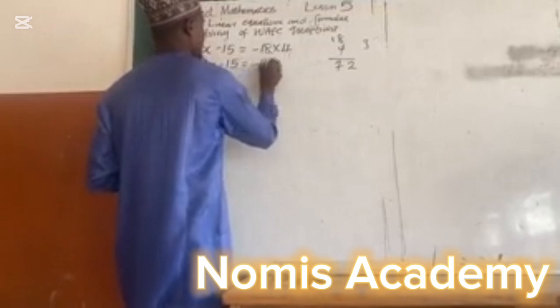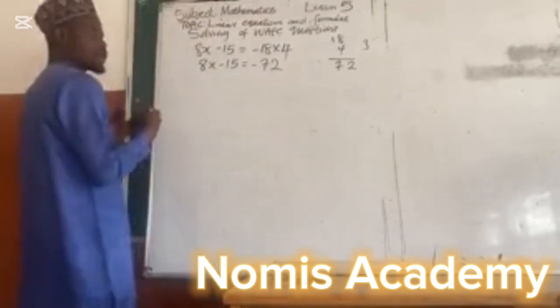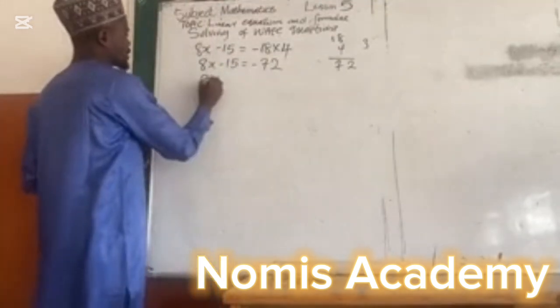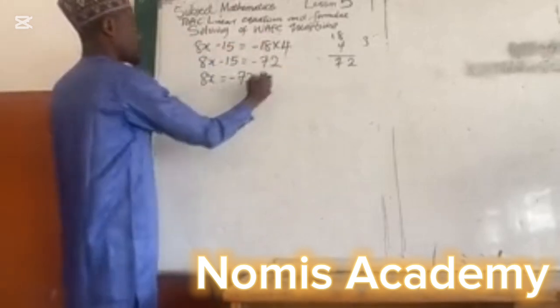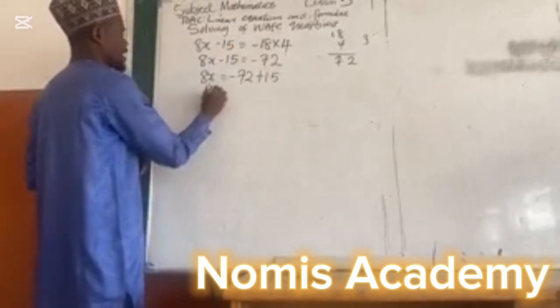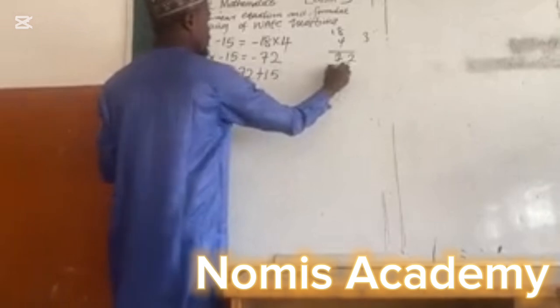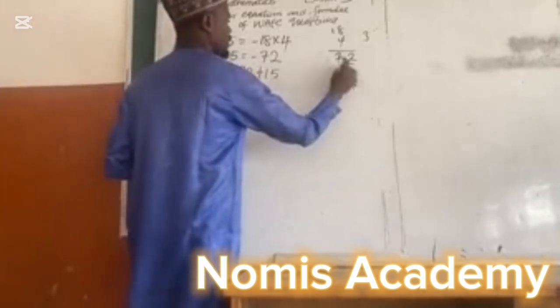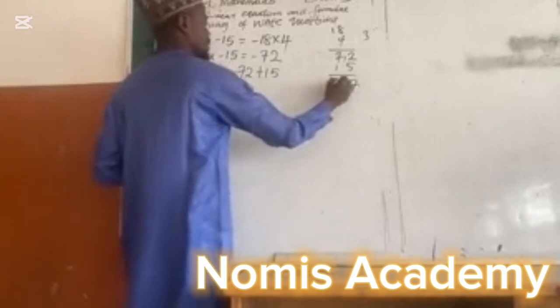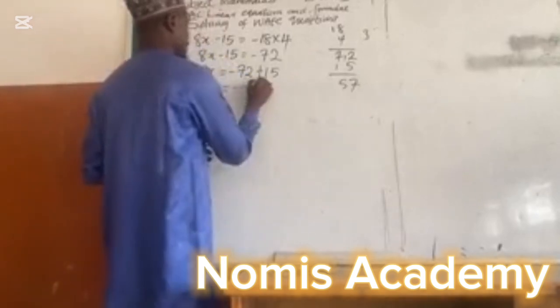We have minus 72. So we have to collect the like terms. We have 8x is equal to minus 72, plus, because this one is crossing, plus 15. We have 8x is equal to minus 72 plus 15, which is minus 57. 72 minus 15: we borrow from here, we have 12. 12 minus 5, we have 7. Here was 7, now 6. 6 minus 1, we have 5. So 57.